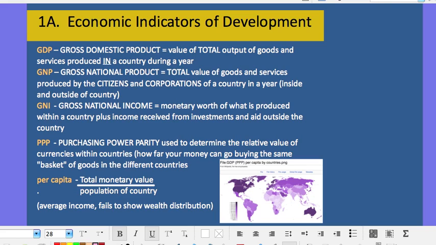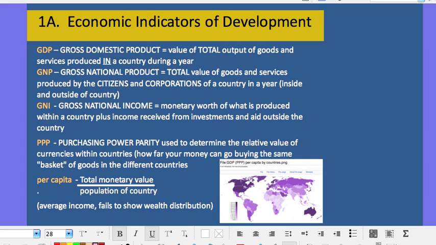Right? So the people that might live in Saudi Arabia because they're working in the oil fields there, but they're still a United States citizen, maybe they're working for Shell Corporation, and so they're working as a citizen of the United States, but they're living in Saudi Arabia. The money that they earn and the money that the corporation earns is considered part of this gross national product.